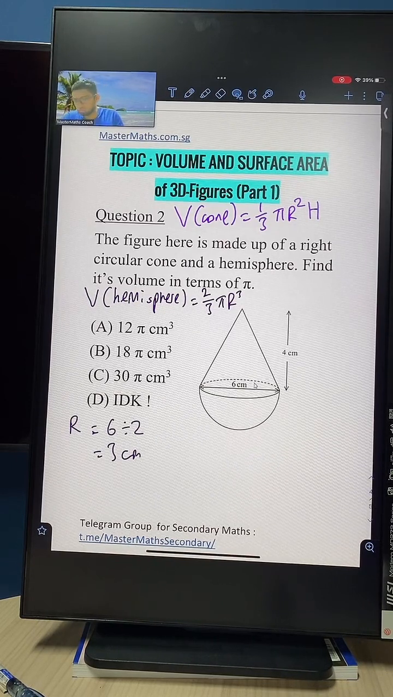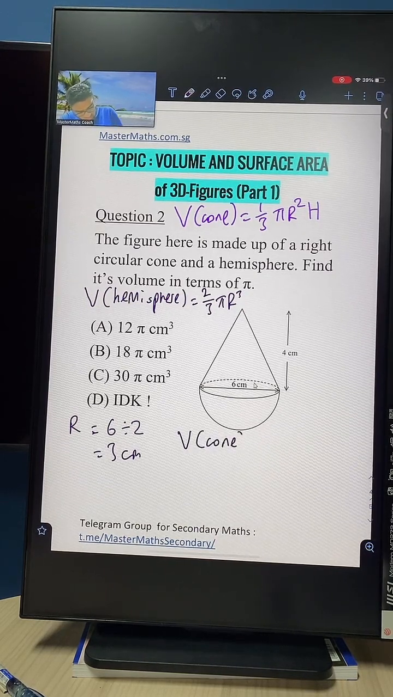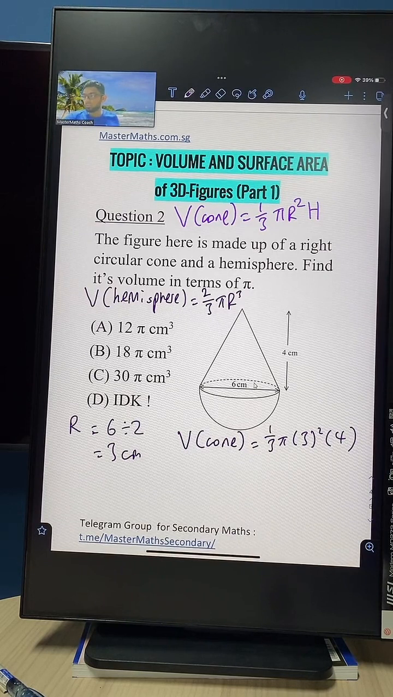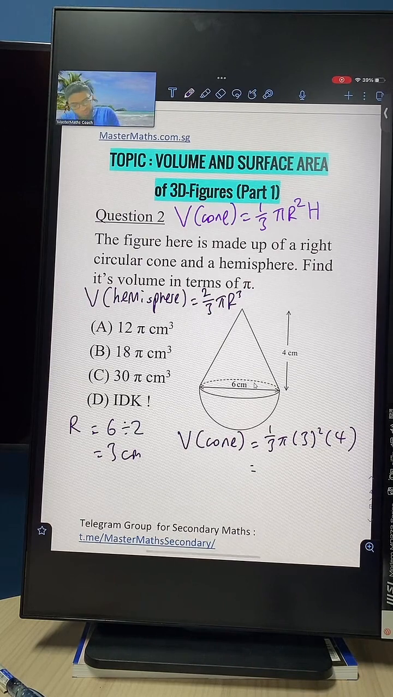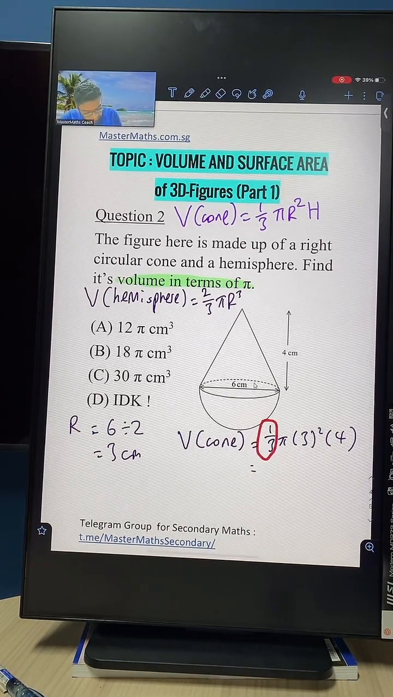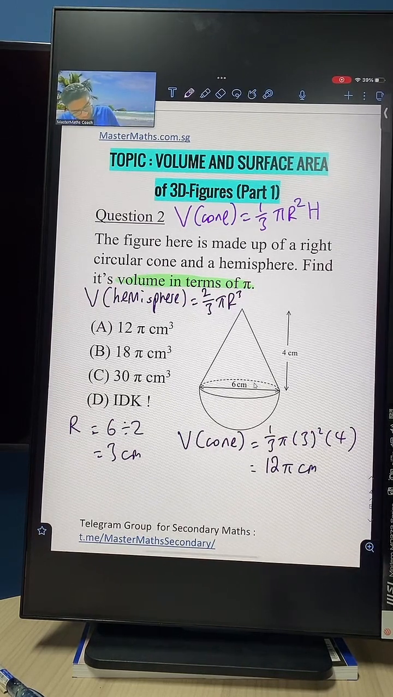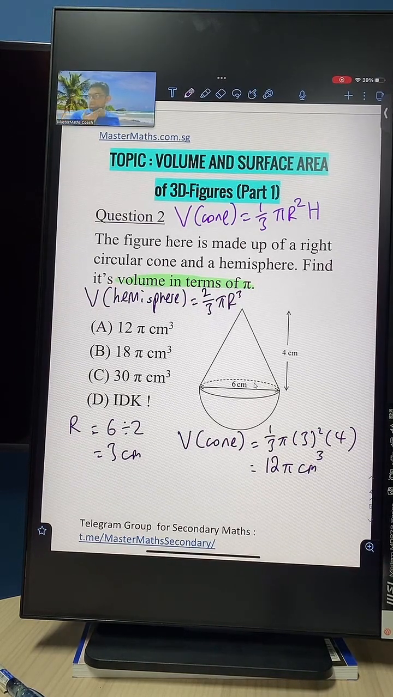Okay guys, so the volume of the cone, let's find it out first, is 1/3 pi times the radius square times the height, which is 4. Very easy. Now, leave the pi there. Why? Because they said, leave your answer in terms of pi. So you leave the pi there. Now, just press 1/3 times 3 square times 4. 1/3 times 3 square times 4 is just 12, and put back the pi there at the end. This is in cm cube.